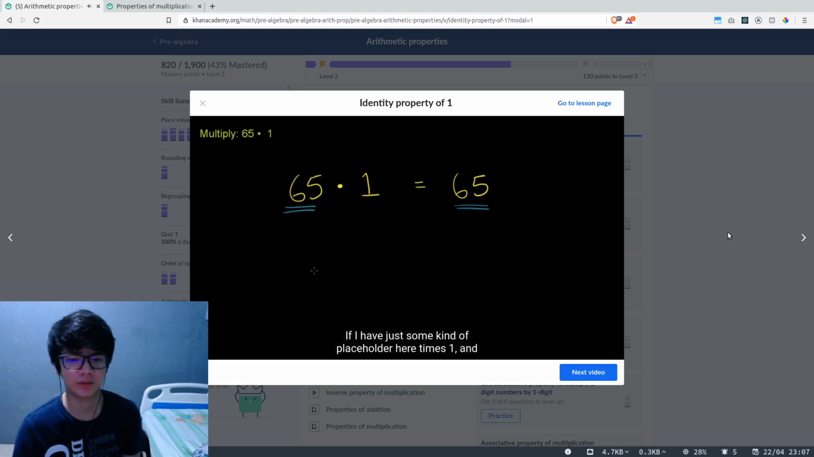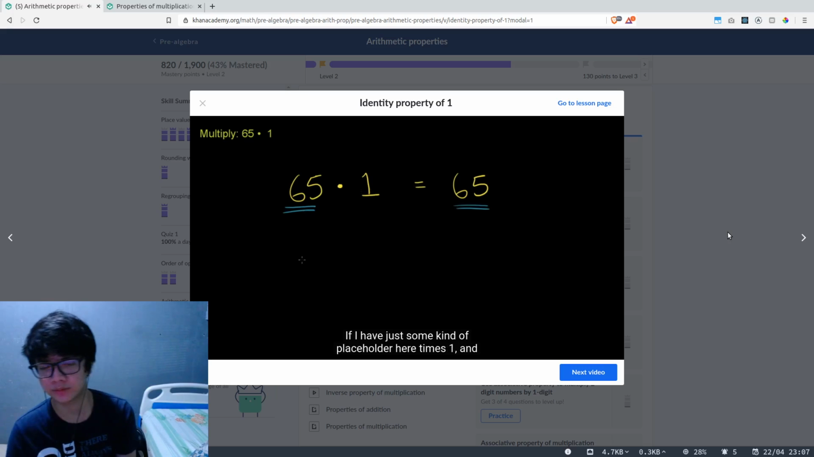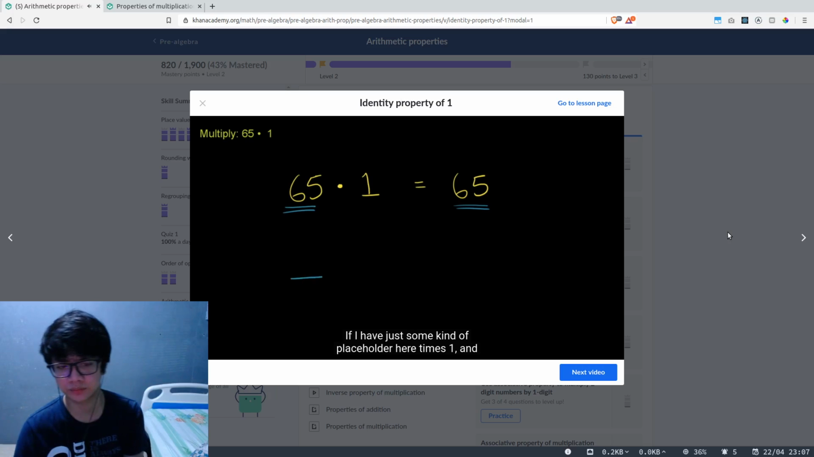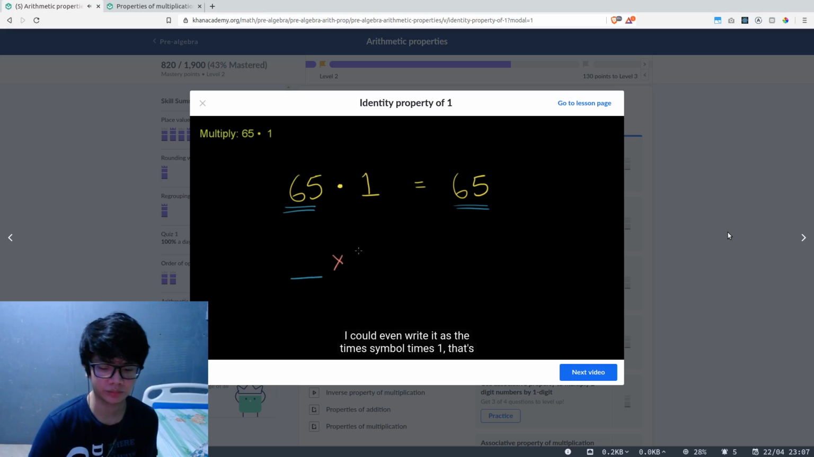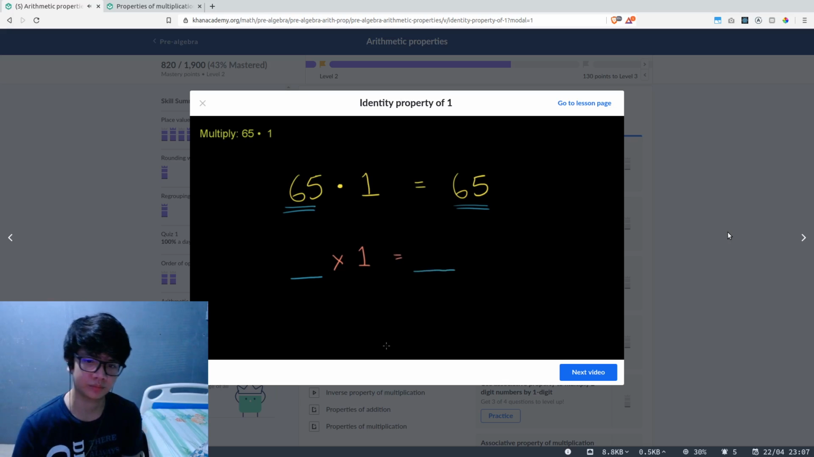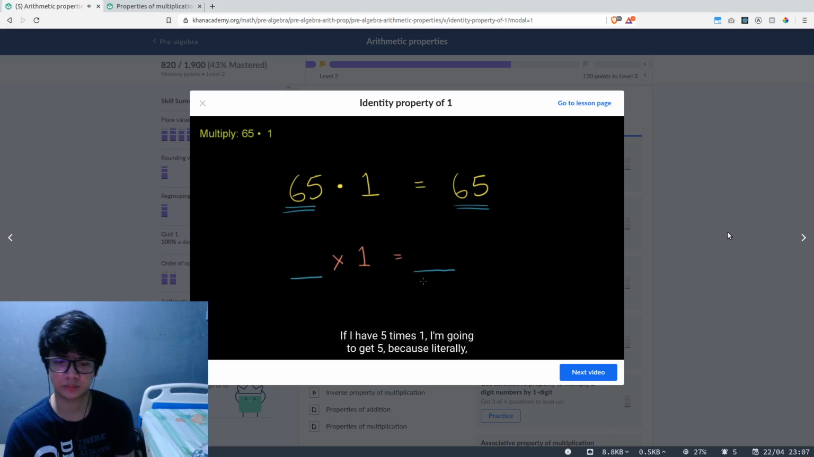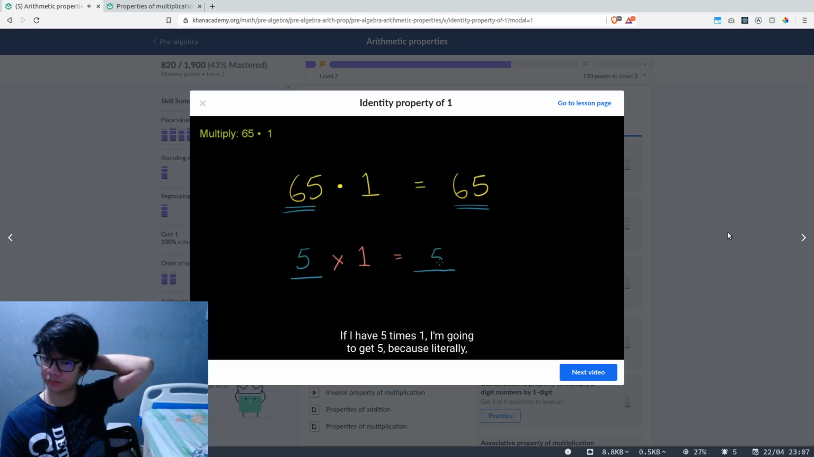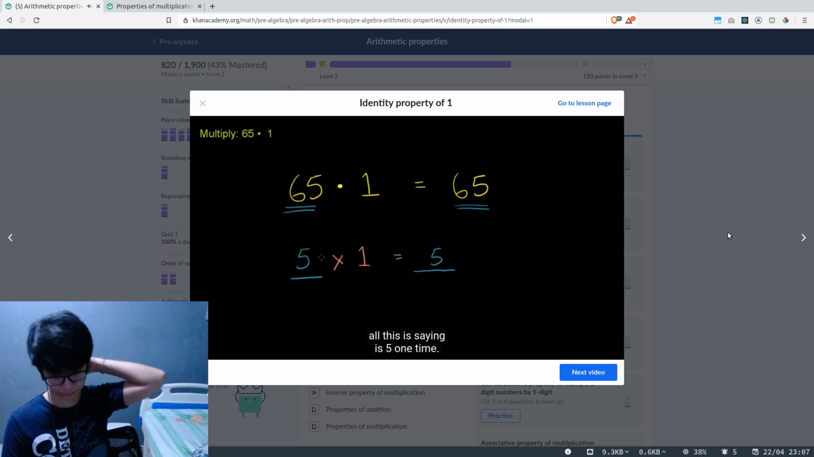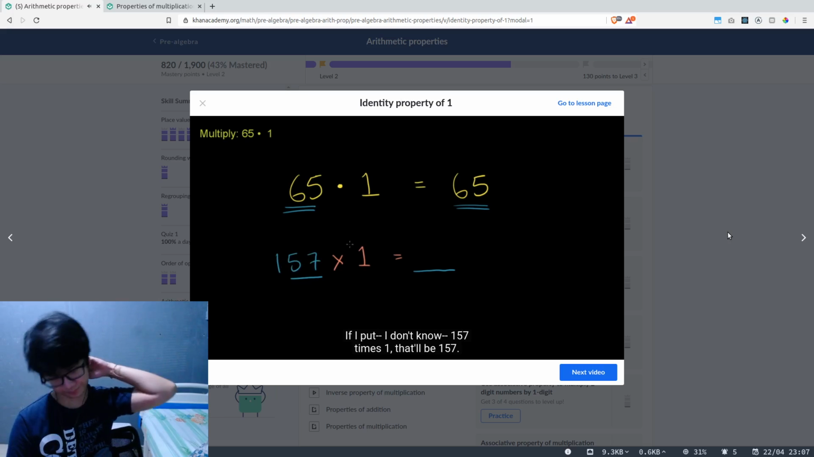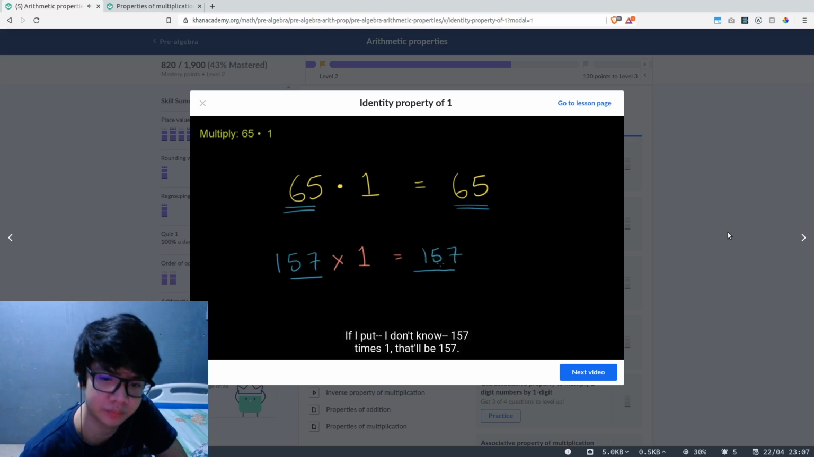You could think of, well, if I had just some kind of placeholder here, times 1, and I could even write it as the times symbol, times 1, that's going to be that same placeholder. So if I have 3 times 1, I'm going to get 3. If I have 5 times 1, I'm going to get 5. Because all this is saying is 5 one time. If I put, I don't know, 157 times 1, that'll be 157. I think you get the idea.